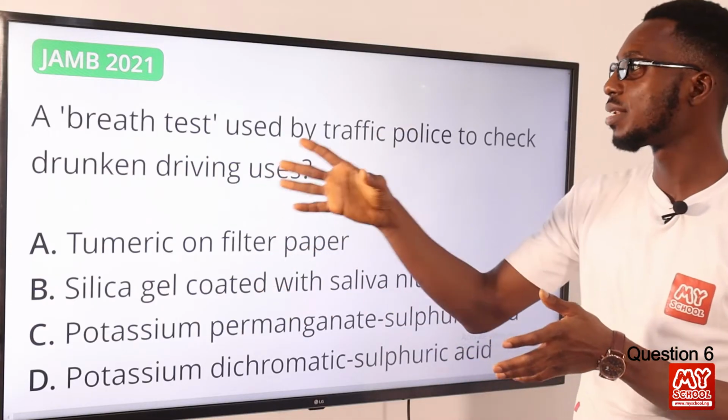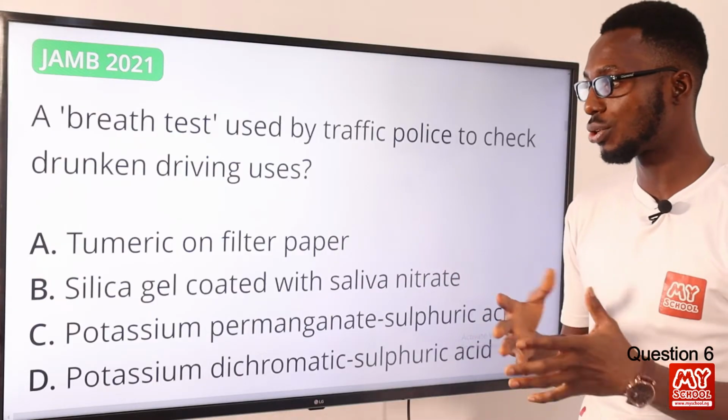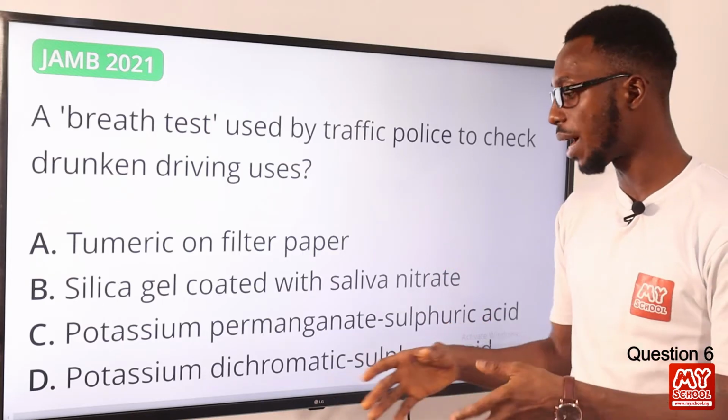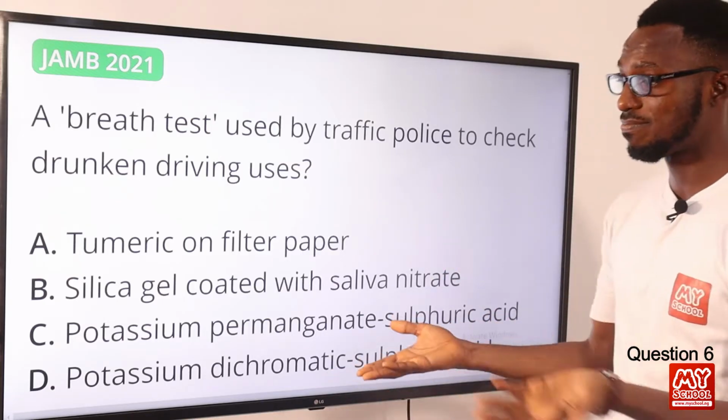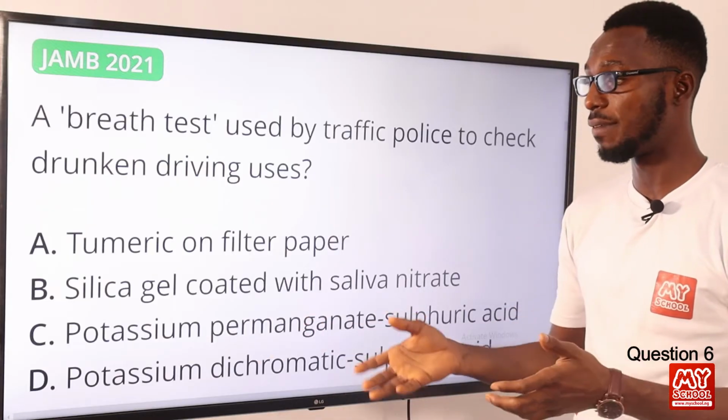Okay, so a breath test used by traffic police to check drunken drivers uses what? So we are looking at the mixture of reagents that are present. We are looking at potassium dichromate and sulfuric acid. So let's just use this combo. This is the most appropriate option available. Option D is the right option.